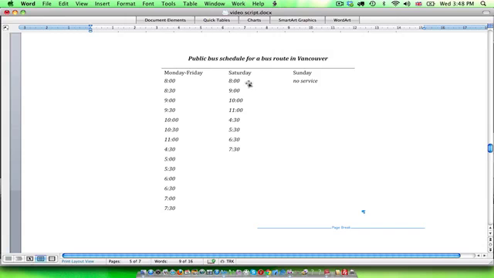Now if we look at Saturday, again, minor detail, the bus runs between 8 and 11 and it comes every hour. That is a minor detail plus a minute detail. Then it comes between 4:30 and 7:30 and runs every hour. Again, another minor detail and minute detail.